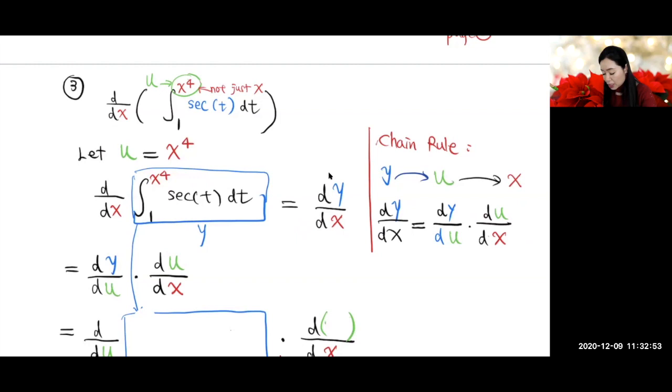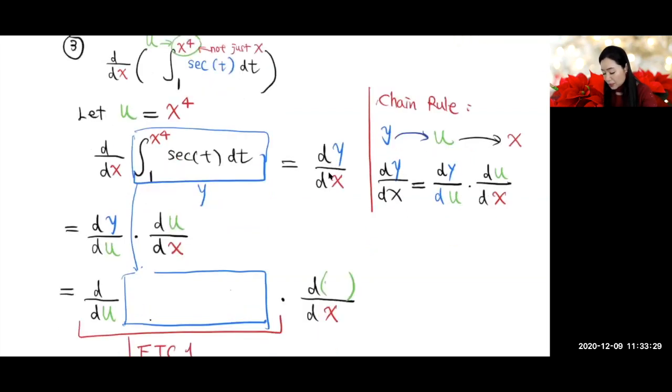Now, when I differentiate this y with respect to x, so dy dx, according to the chain rule, that will be equal to dy du times du dx. Remember the chain rule? You can try to remember it like this, as if they cancel. So this dy dx over here is dy du times du dx.